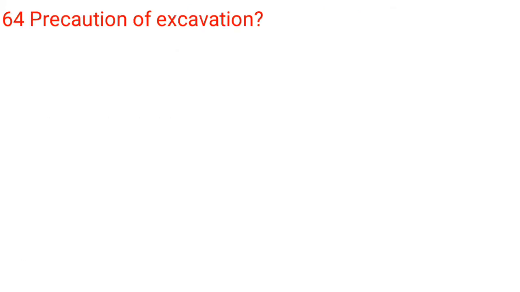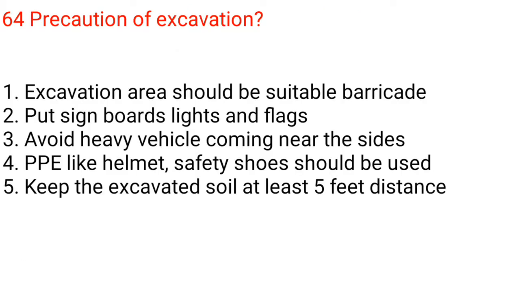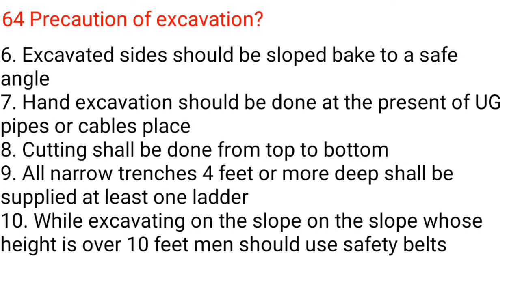64. Precaution of excavation. 1. Excavation area should be suitably barricaded. 2. Put signboards, lights and flags. 3. Avoid heavy vehicles coming near the sides. 4. PPE like helmet and safety shoes should be used. 5. Keep the excavated soil at least 5 feet distance. 6. Excavated sides should be sloped back to a safe angle.